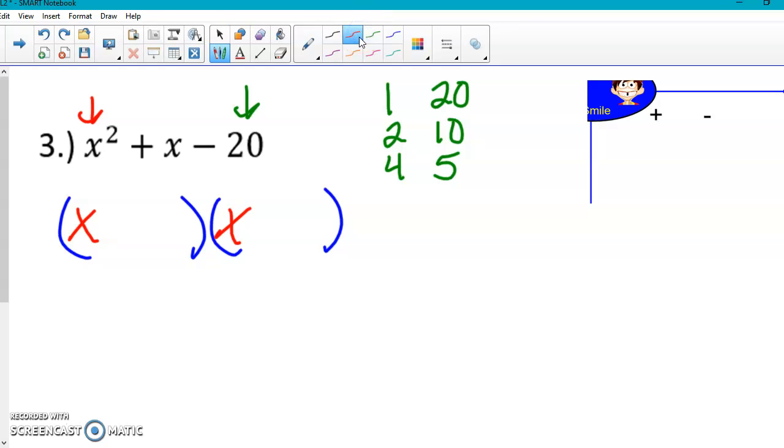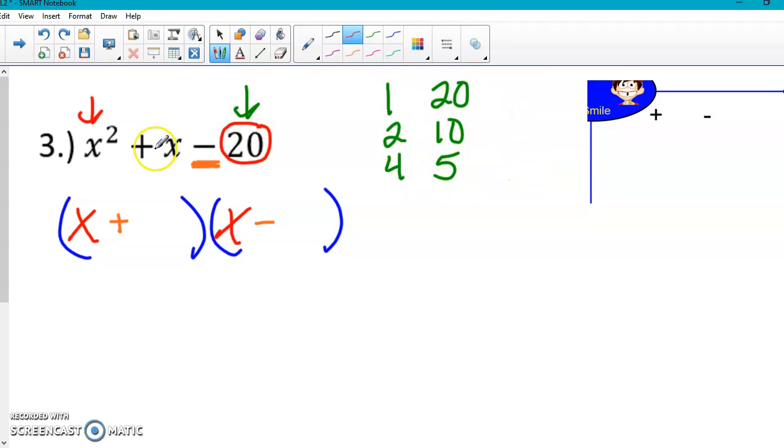All right, so this one's got a different saying that you might need to pause the video and write down. So here it goes. If your second sign is negative, notice this time my second sign is negative, these two signs will be different. They will be different. Okay? So that means one of these is going to have to be a plus, and one of them is going to have to be a minus.